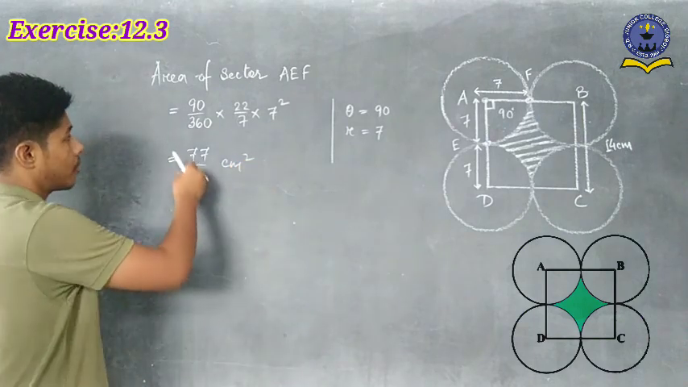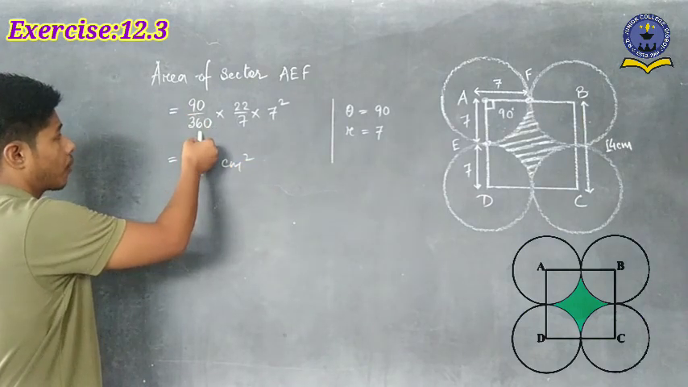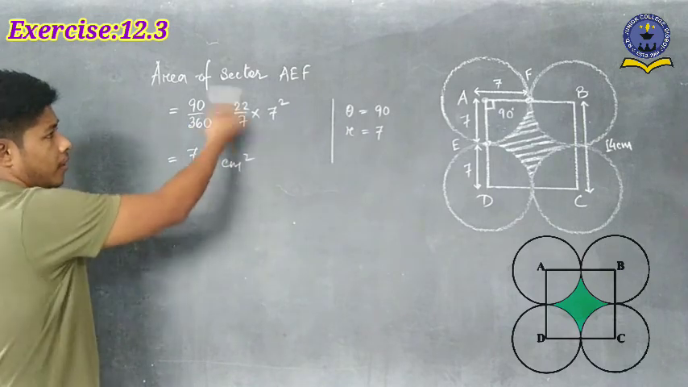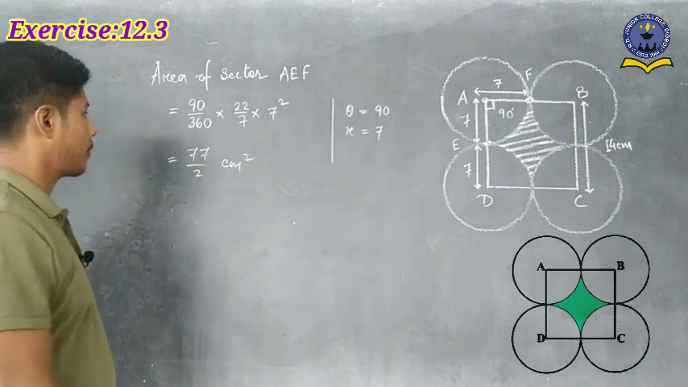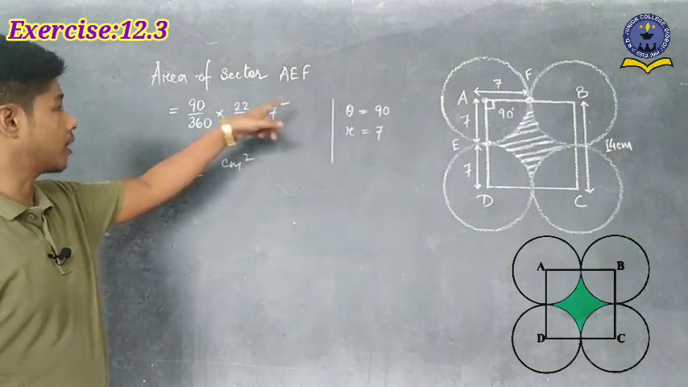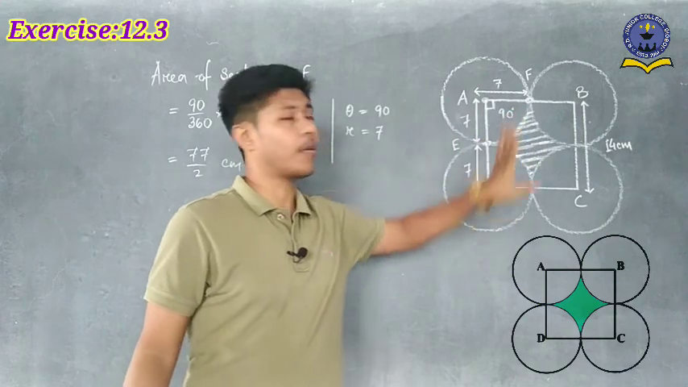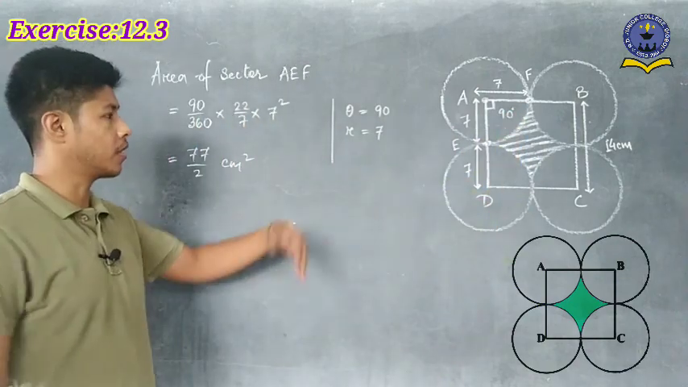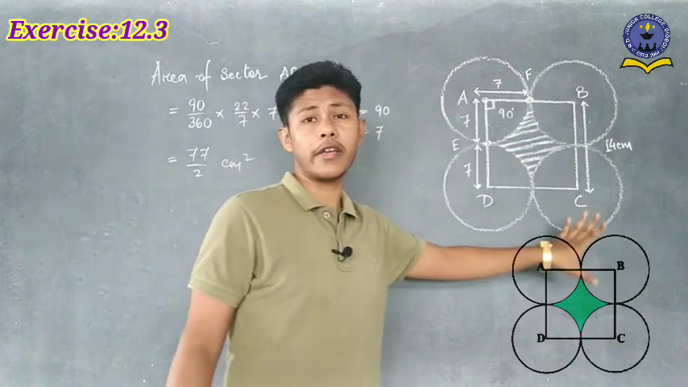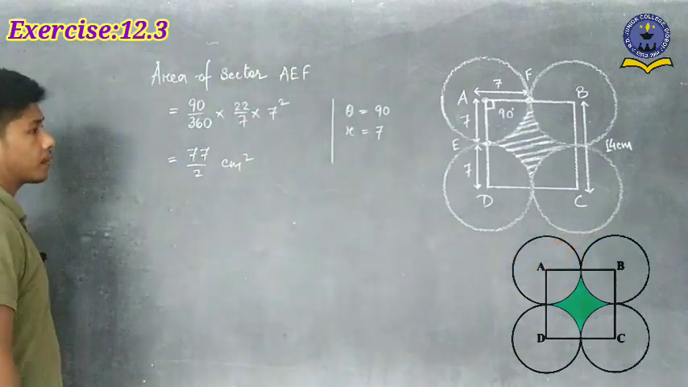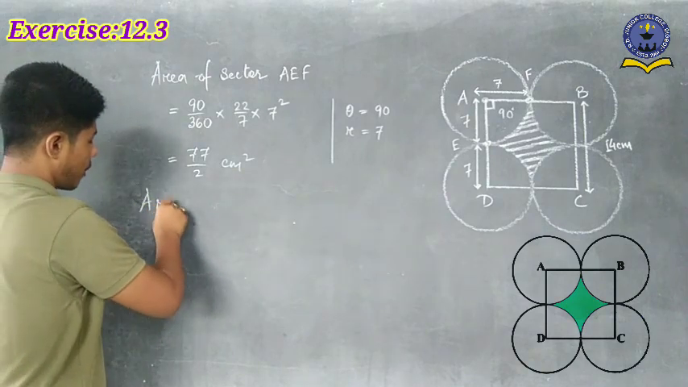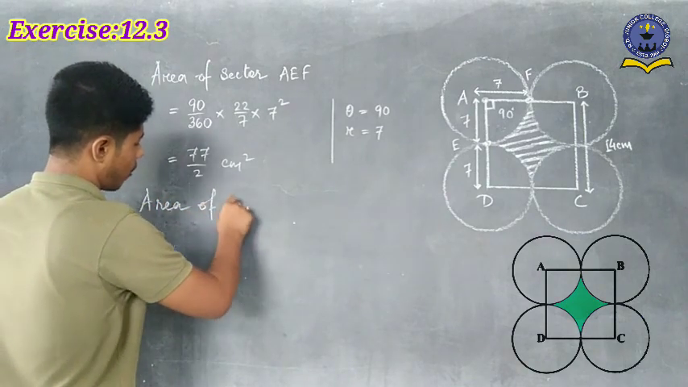How do we get 77? I think you easily know: 4 times 7, 1, 7 cancel, then 4, 11 cancel, then multiply 7, 11, we get 77 by 2. Very simple calculation. So area of sector AEF. How many such sectors are there? 4 sectors, so later on we have to subtract 4 parts, because all these 4 parts are equal. Next, we have to find the area of square ABCD.